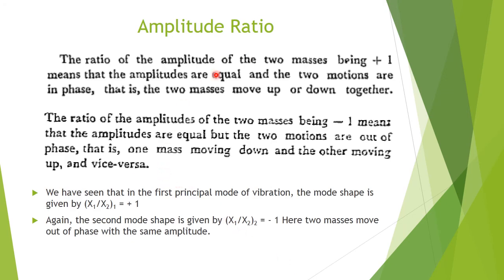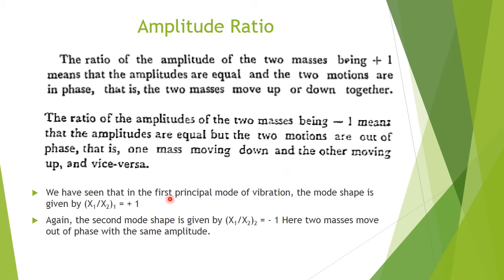The ratio of amplitudes of masses being plus 1 means the amplitudes are equal. Plus 1 means x1 is equal to x2, and the two motions are in phase, that is, the two masses move up or down together. Whereas when we get minus 1, it means that the amplitudes are equal but the two motions are out of phase, that is, mass 1 is moving up and the second one is moving down, or vice versa.